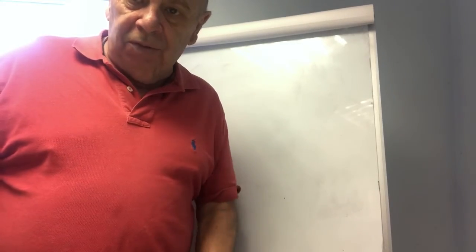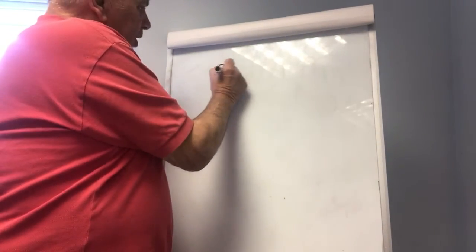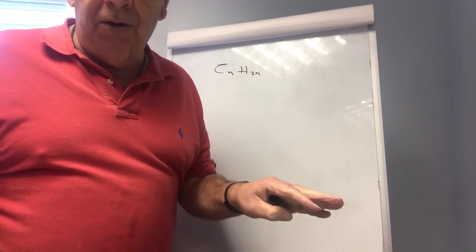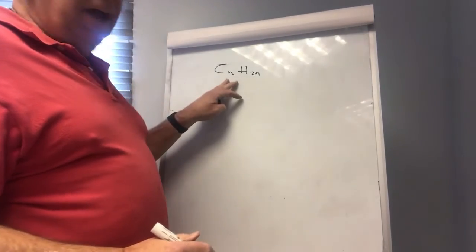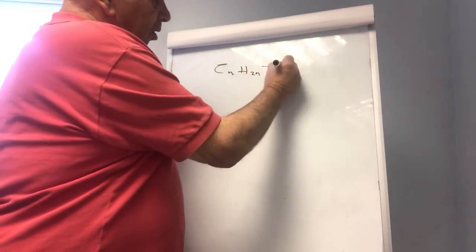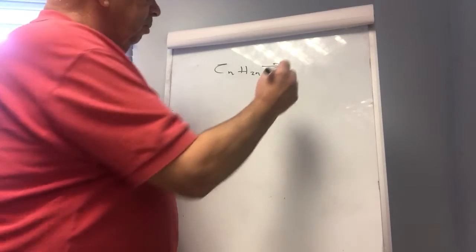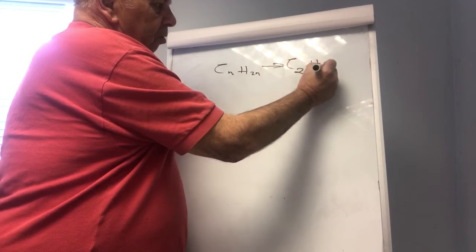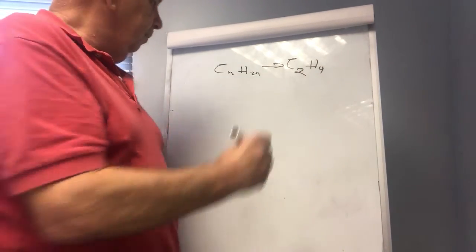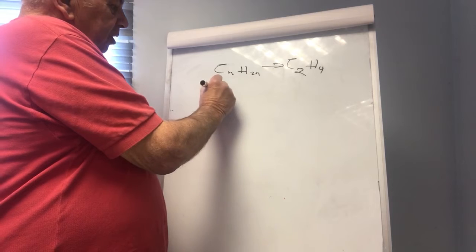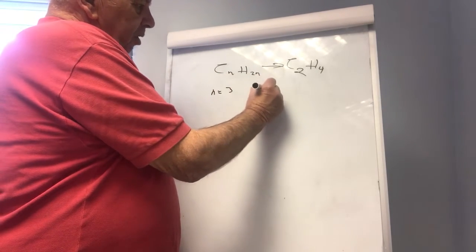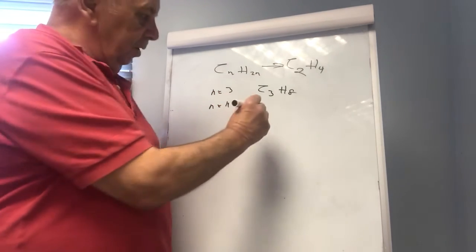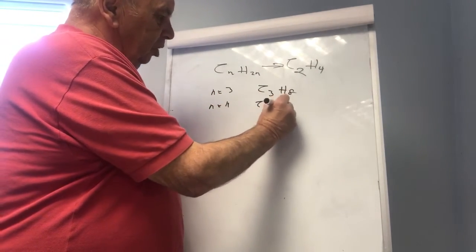Alkenes have a general formula of CnH2n. n is simply a number, so for example, if n is 2, the formula of the alkene would be C2H4. That is an alkene. When n is equal to 3, it would be C3H6. When n is 4, it would be C4H8.